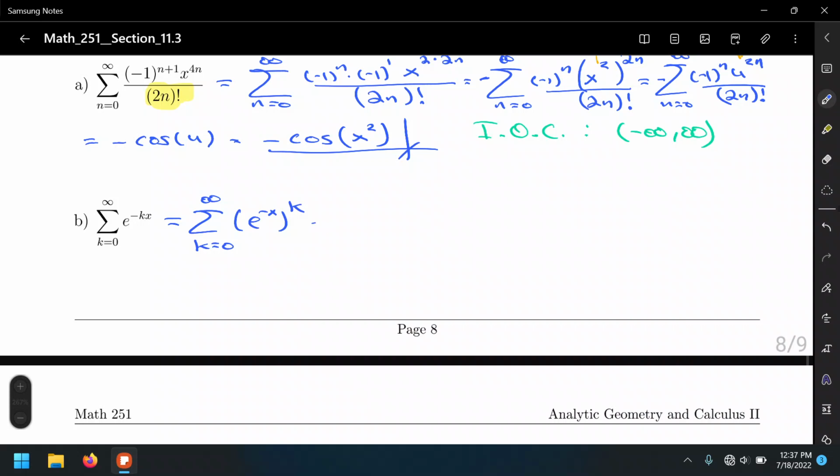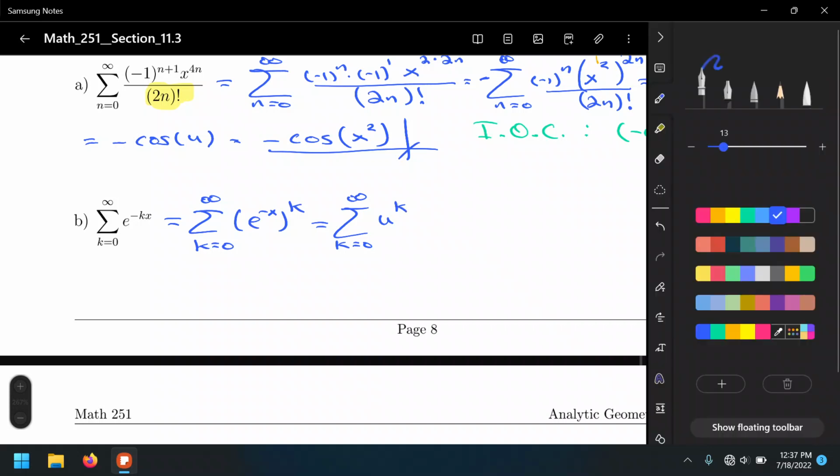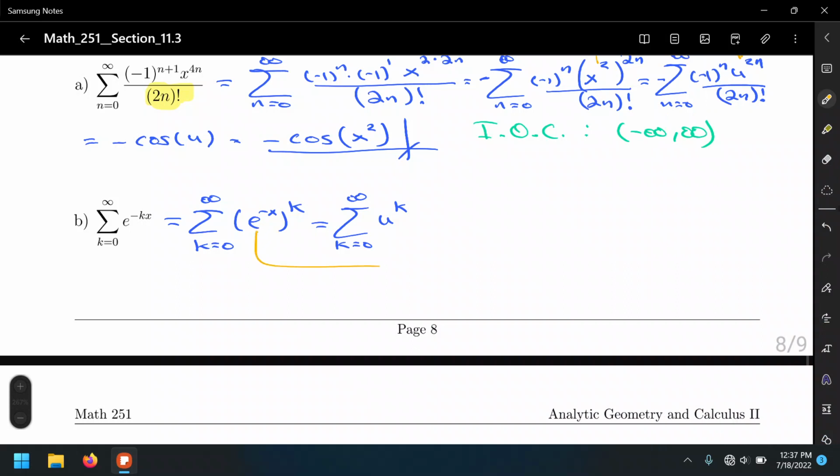And in this case, this will have the form of the sum from k equals 0 to infinity of u^k, where in this case the u will be e^(-x). This means then that this is going to look like 1 over 1 minus u, where the u is e to the negative x.